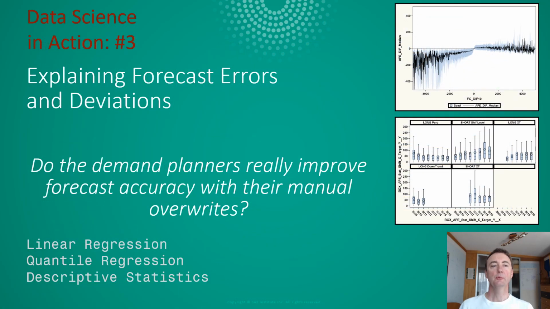Today's topic is how you can use multivariate statistics to better explain forecast errors and deviations. We're also going to answer the question whether the demand planners do a good job when they manually overwrite the statistical forecasts that we have.